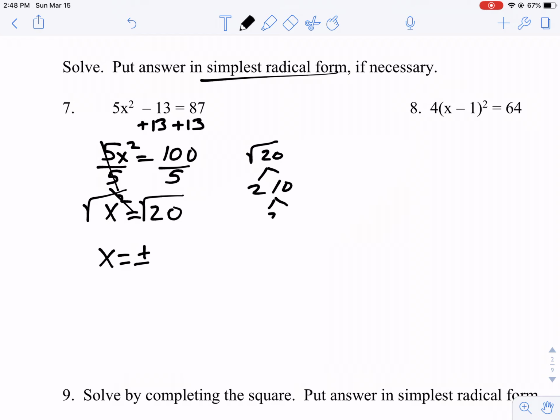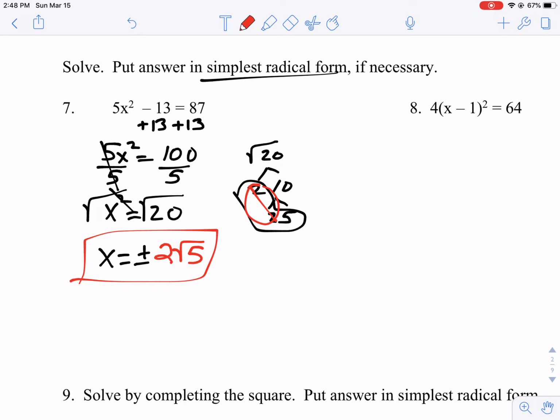2 times 10, 2 times 5, hockey stick. I got a pair of 2's, so a 2 is going to come out, and a 5 is going to stay in. So my final answer is positive negative 2 root 5, which if you did the quadratic formula, you should end up with the same thing. You just might have a 0 in front.